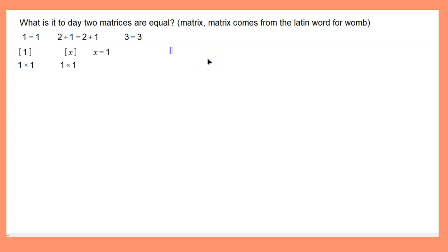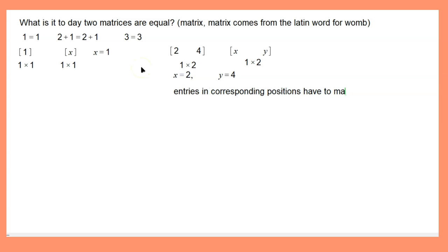Then you extend it. Imagine this is, for example, 2, 4, a 1 by 2 matrix, and here you have x and y, again a 1 by 2 matrix. They can be equal only if x equals 2 and y equals 4. In other words, entries in corresponding positions have to match. That's the basic definition of matrix equality. It's very reasonable if you think about it.